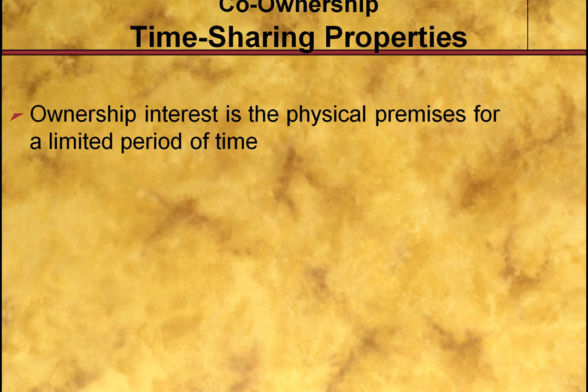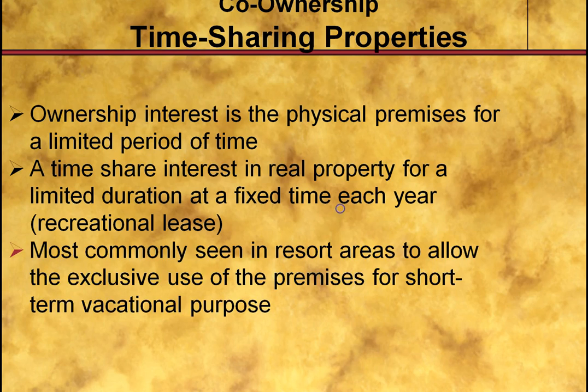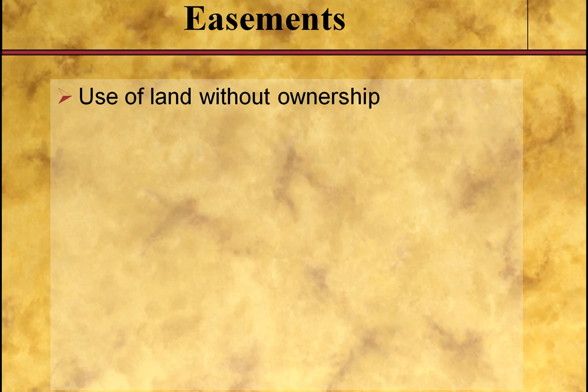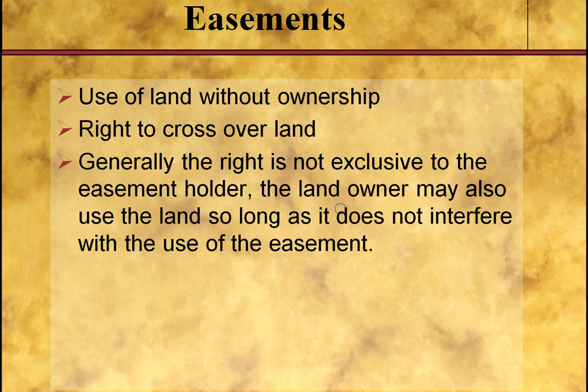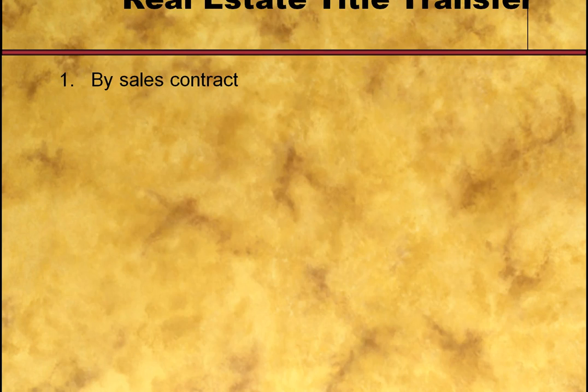Okay, another form of co-ownership is time-sharing properties. This is a physical premises that different people have the right to live in, to use for a period of time. You find this most frequently in resorts. Easements is a right to use the land. We're going to be talking about that in much greater detail in a few minutes.